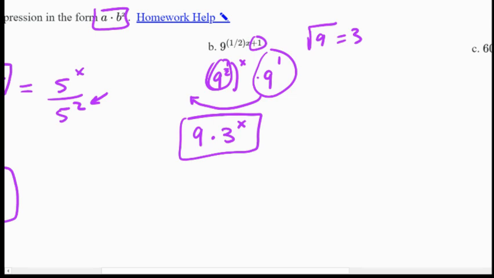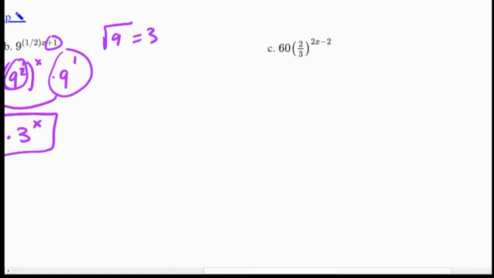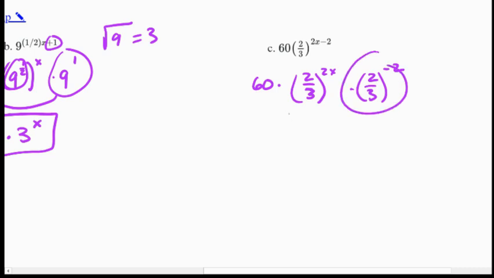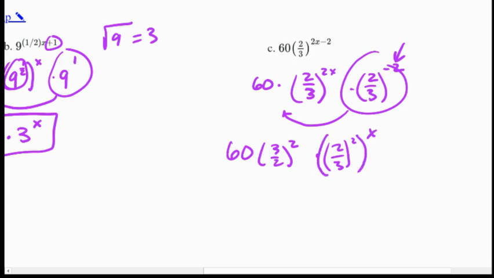So next one here, now we got lots of different numbers to deal with. First of all, I have 60 in the front times 2/3 to the power of 2x times 2/3 to the power of negative 2. I'm going to move this one and also deal with that exponent here and make it 3/2 to the power of positive 2, because that's what our negative exponent does, times 2/3 to the power of 2 to the power of x.